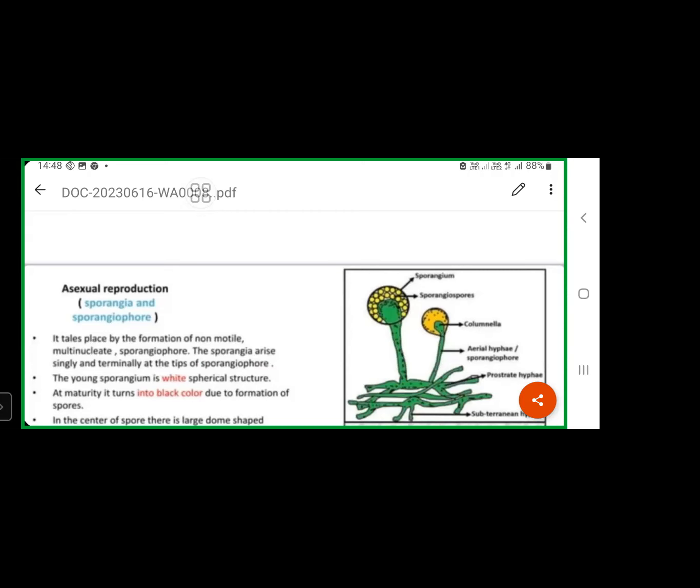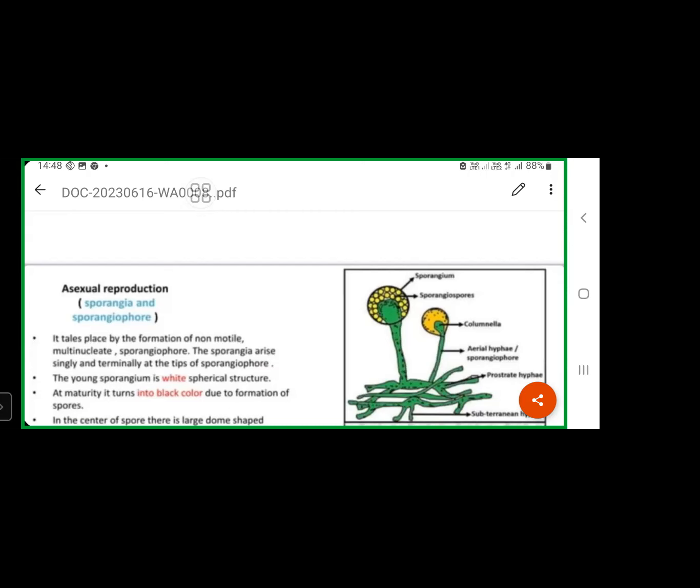These are actually non-motile spores. What type of spores are these? These are non-motile spores. That is why they are also called aplanospores. The spores which are produced during asexual reproduction are called aplanospores. Aplanospores means non-motile spores. They do not possess any flagella, so they cannot move from one place to another.